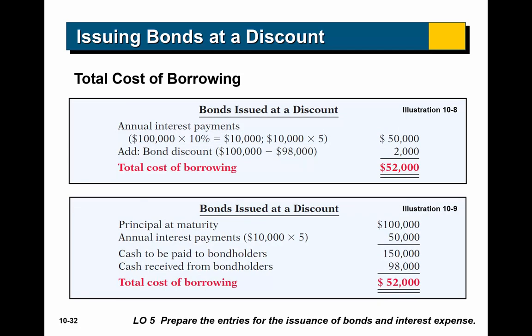The interest payment is always going to be based on the face amount, even though they issued it at a discount. So they're still going to have to pay $100,000 times 10%, or $10,000 a year in interest. Multiply that by the 5-year life, they're going to pay $50,000 in interest, plus they're going to have to pay the discount, right? If you think about it, they only got $98,000 in cash, and they have to pay back $100,000. So their total cost of borrowing is $52,000.